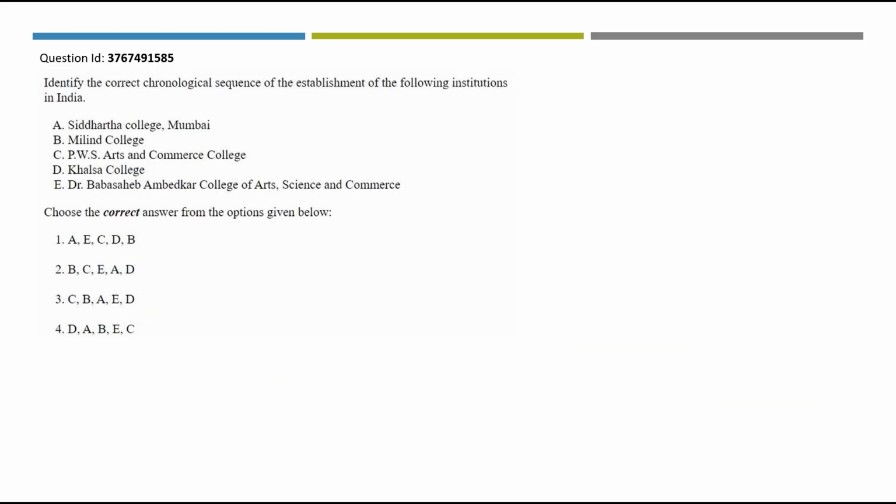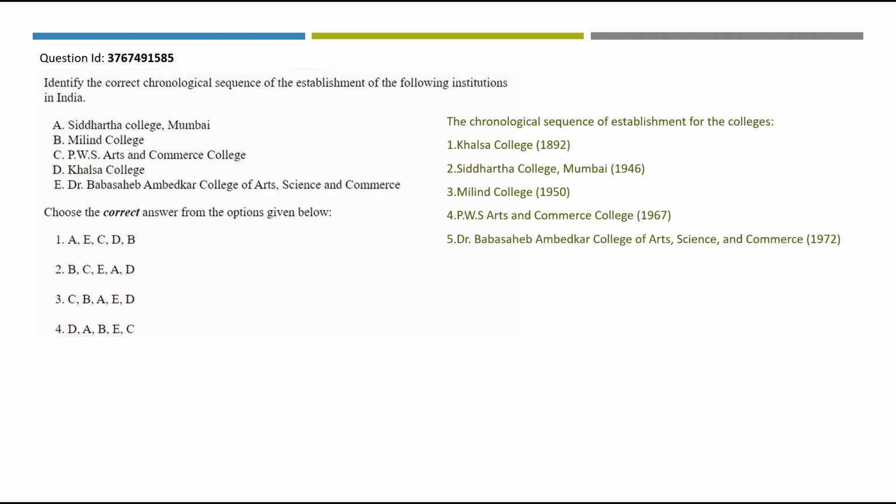Next question. Identify the correct chronological sequence of the establishment of the following institutions in India. The chronological sequence for the colleges will be Khalsa College in 1892, this is option D. Siddhartha College, Mumbai, 1946, this will be option A. Milland College, 1950, this will be option B. PWS Arts and Commerce College in 1967, this is C. Dr.